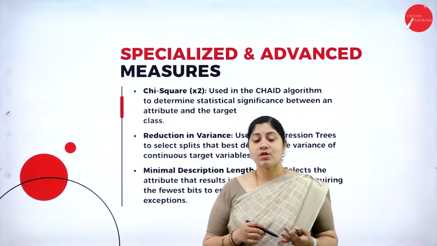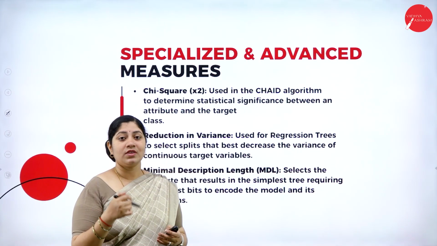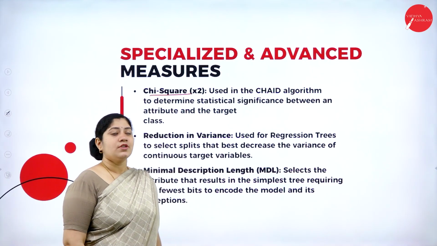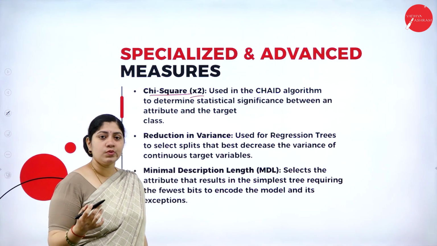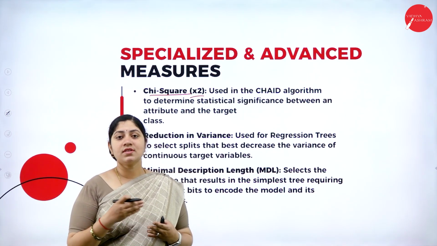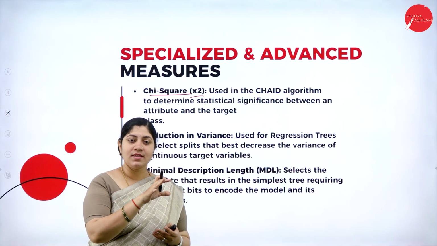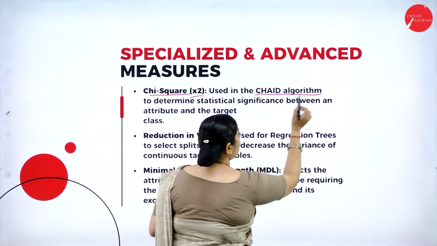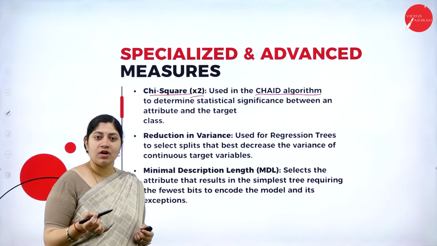Now we understood the primary measures. Now let's understand the specialized measures. The first measure is chi-square, which is represented by x square, and it is used to determine the statistical significance between the attribute and the target class. In order to do this, we will be using the CHAID algorithm. Clear? So this is an advanced one.